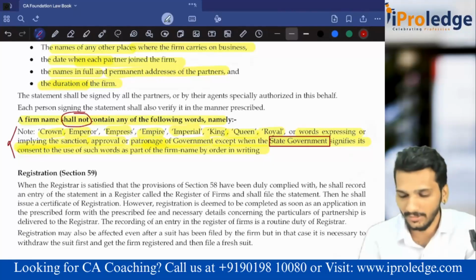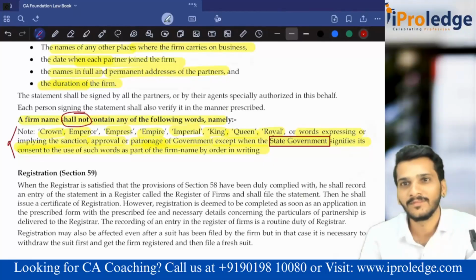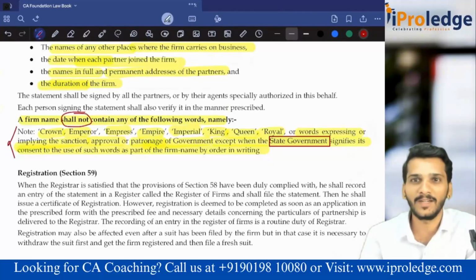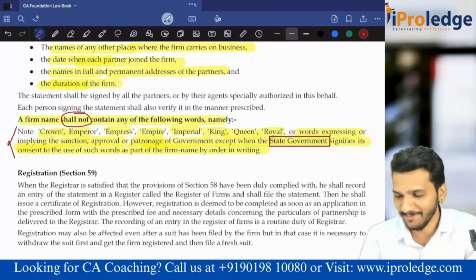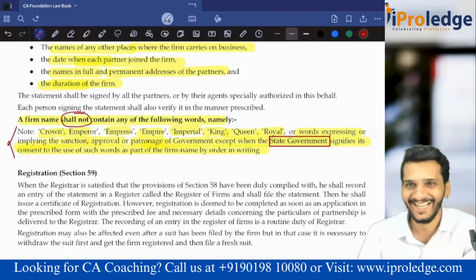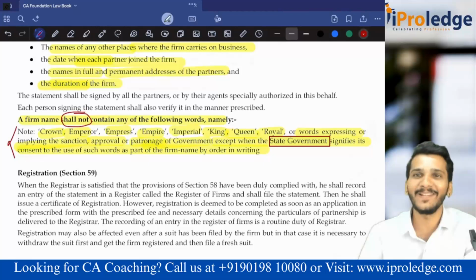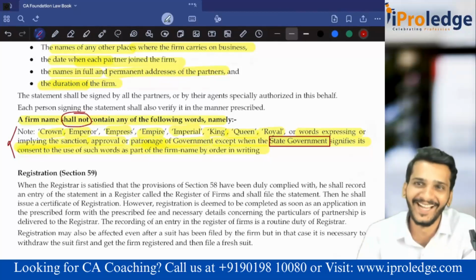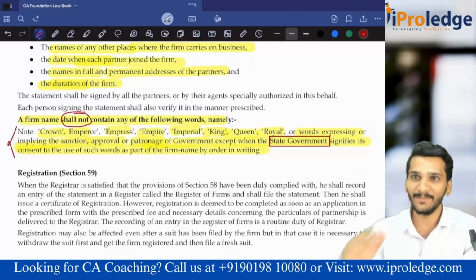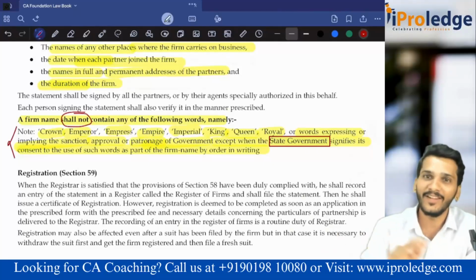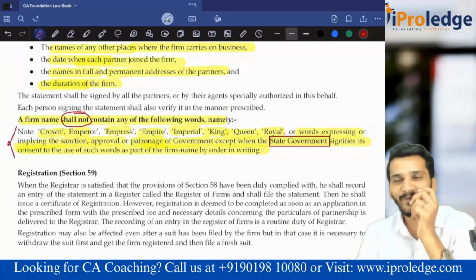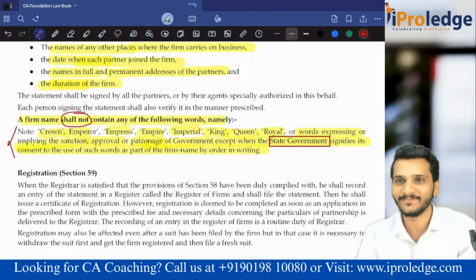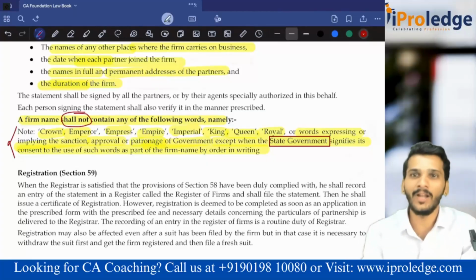No, you can't use all those words. How can you start like Crown partnership firm? Samarth Crown partnership firm? No. Samarth King partnership firm? Or we can shuffle the words, Queen Samarth. Queen Samarth partnership firm, association, PF, that's okay. You can't use these words for the purpose of registration. You can use them as names otherwise, because registration is not at all compulsory, you can use any name.